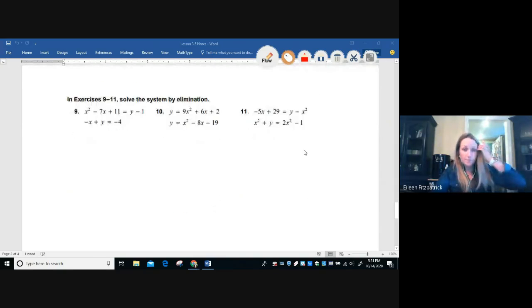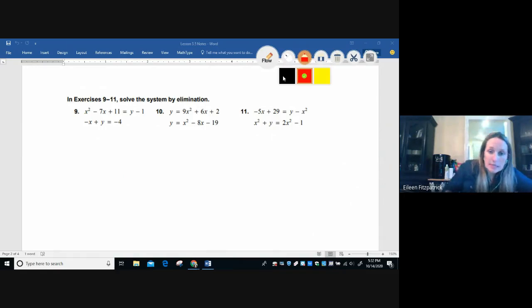So number 10, solve the equation by elimination. Oh, this one's nice. Look, the y's are already lined up. The x squares are lined up. The x's are lined up. And the constants are lined up. The other ones we had to like rearrange. So today's problem is easy.